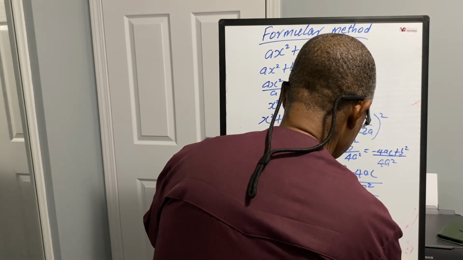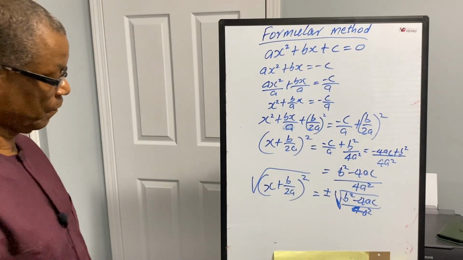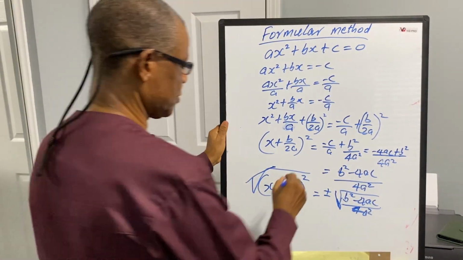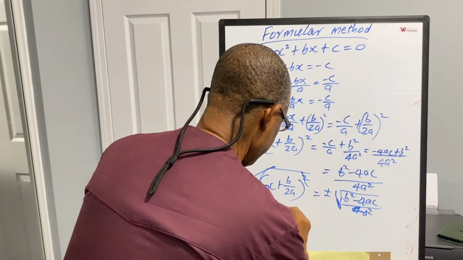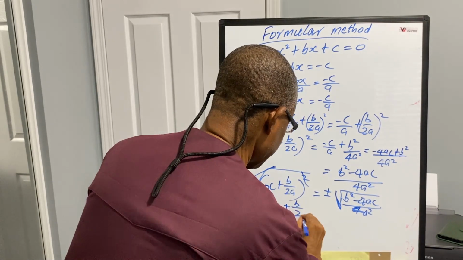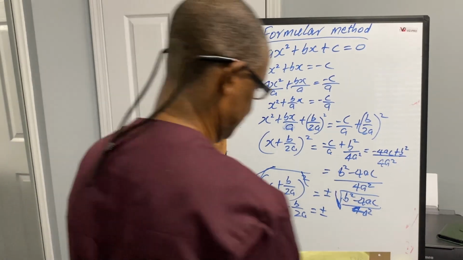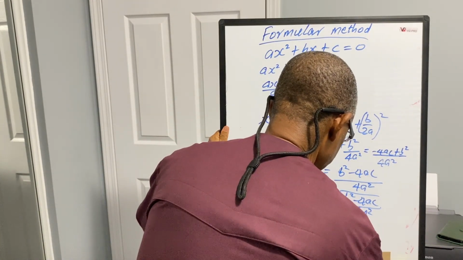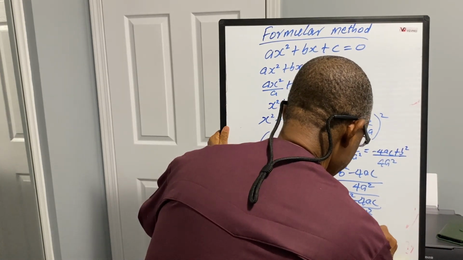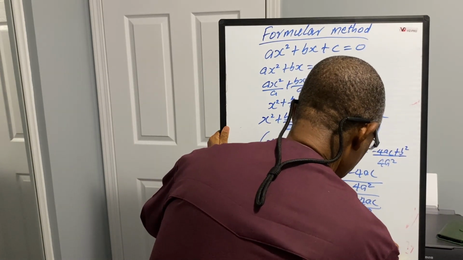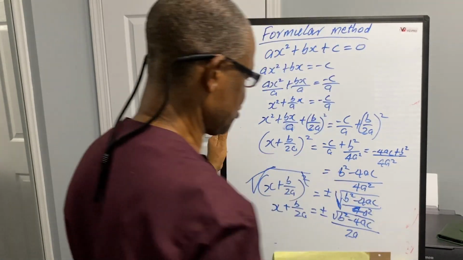4a squared, this is 4. Remember, the square root covers 4. The square root cancels the square, giving us x plus b over 2a is equal to plus or minus the square root of b squared minus 4ac all over 2a. The square root of 4 is 2, the square root of a squared is a, so 2a.